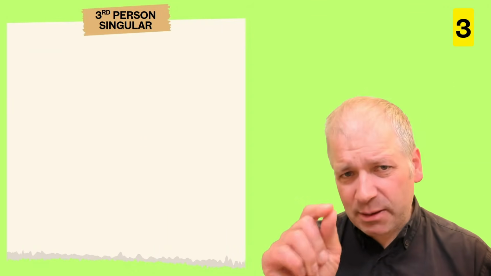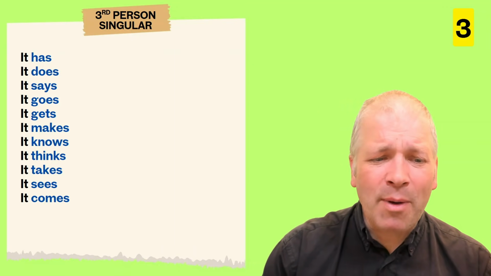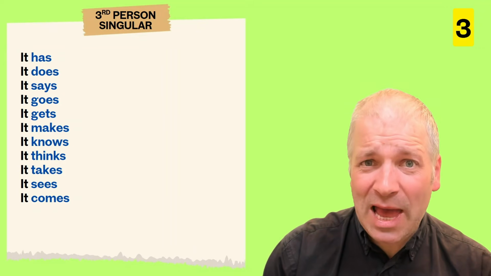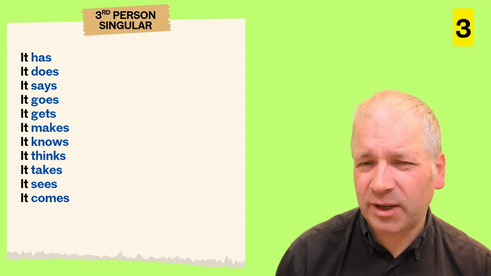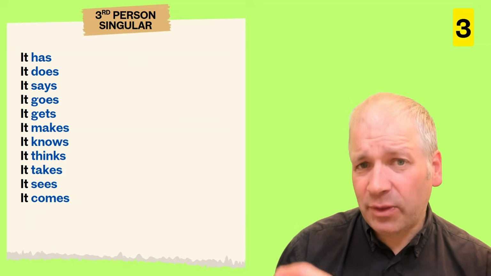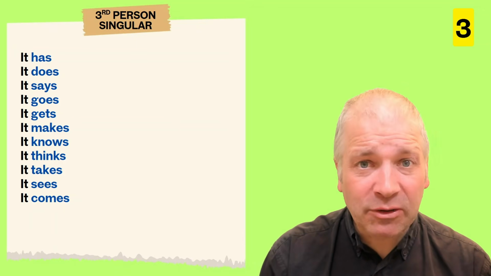Here's number 3. Simply the third person singular. The third person singular in the present tense is used over and over again. Remember, the key thing here is you add the S. So this shows how important it is to add S's to the end of the verb when you need to.